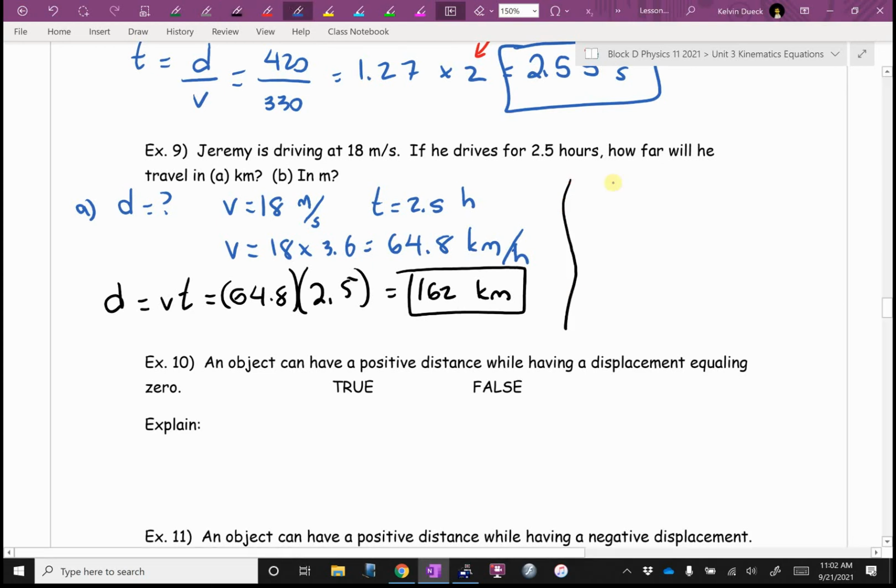What does B want me to do? Convert the kilometers to... Can everybody do that in their head? It's probably worth you just learning that there are 1,000 meters in every kilometer. So 2 kilometers is 2,000 meters, 5 kilometers is 5,000 meters, 100 kilometers is 100,000 meters, 162,000. Okay, so meters.